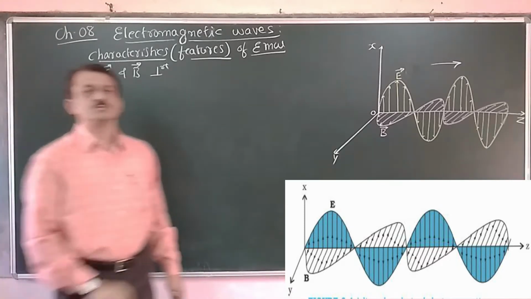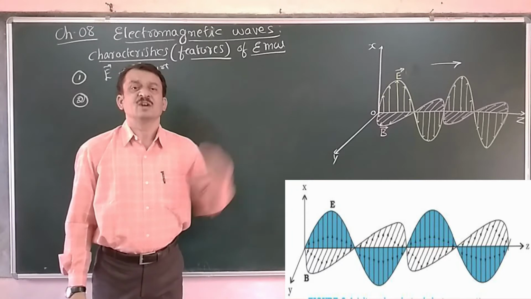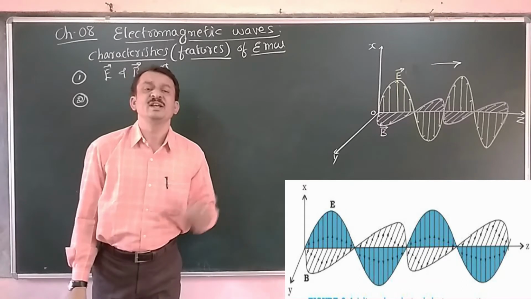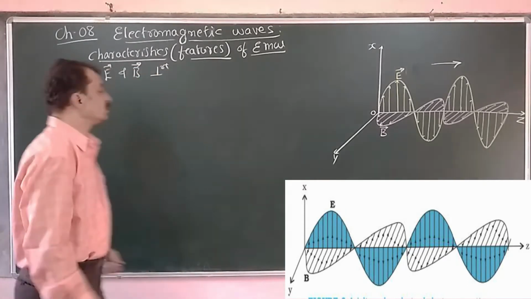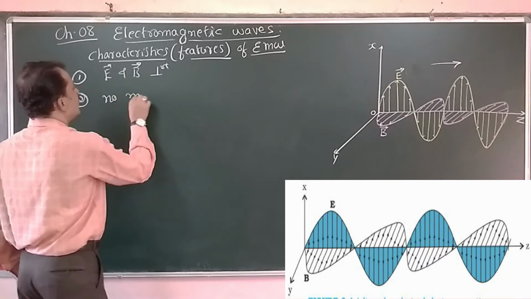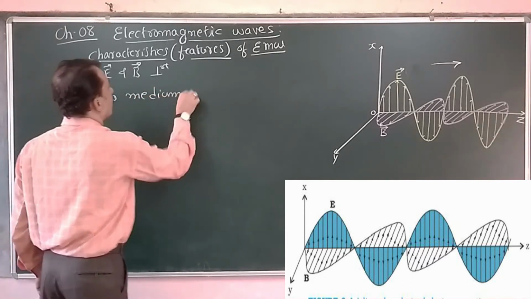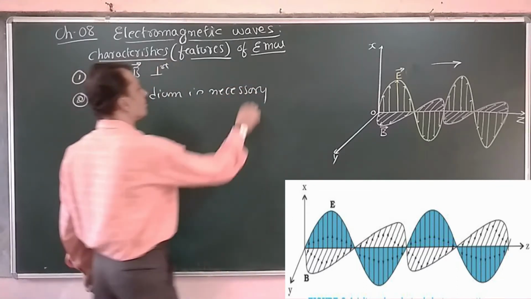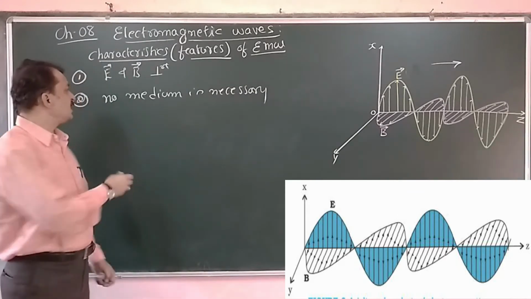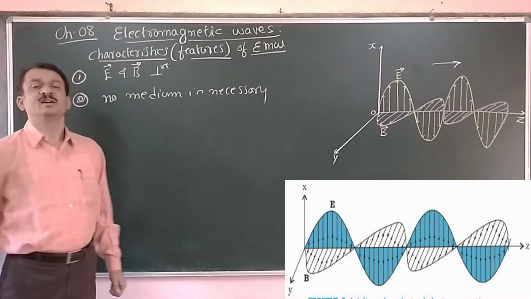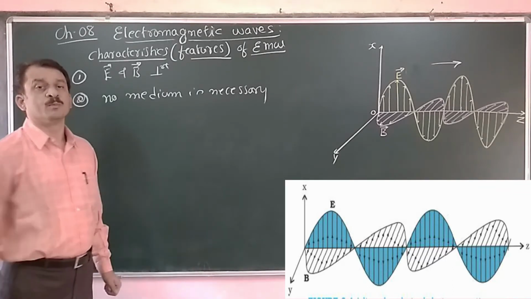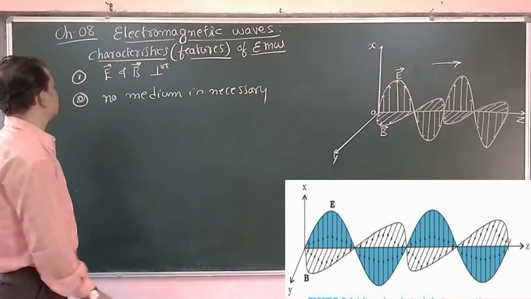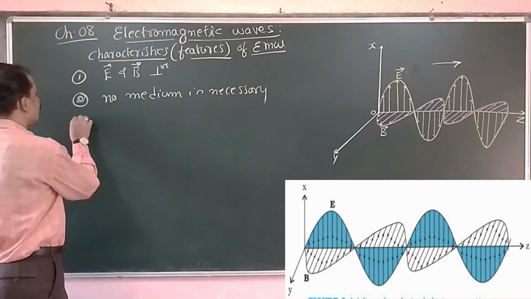Second, these electromagnetic waves do not require any material medium for their propagation. No medium is necessary. That means these electromagnetic waves even travel in free space or vacuum. That is the second property.